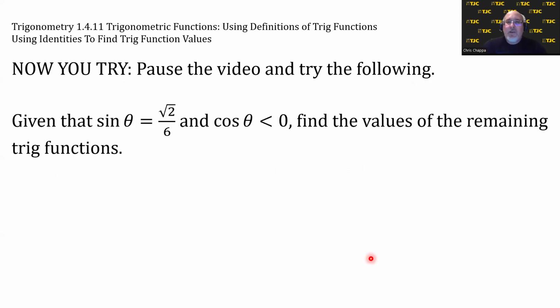Now you try. Pause the video and try the following. Given that sine theta equals the square root of 2 over 6 and cosine theta is less than 0, find the values of the remaining trig functions, tangent, cotangent, cosecant, and secant.